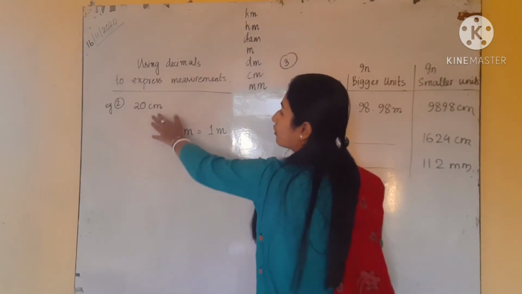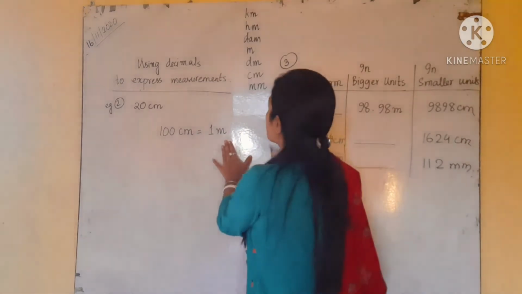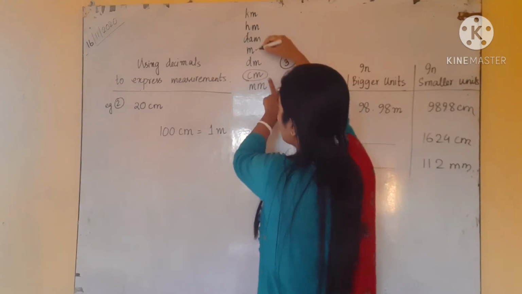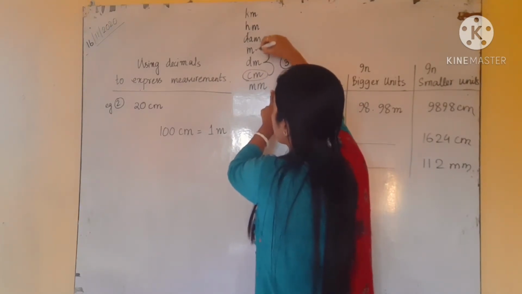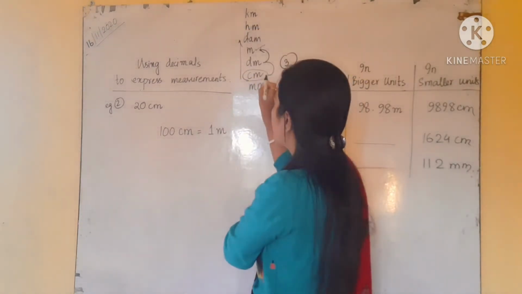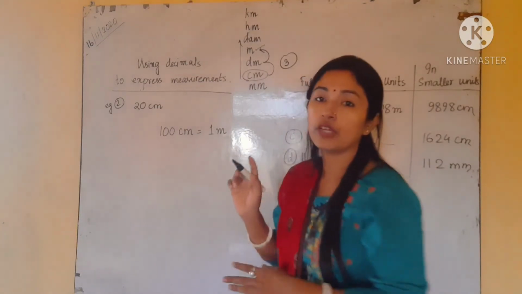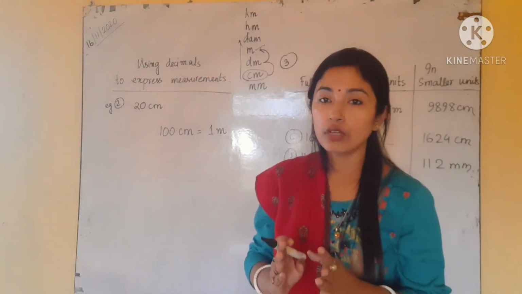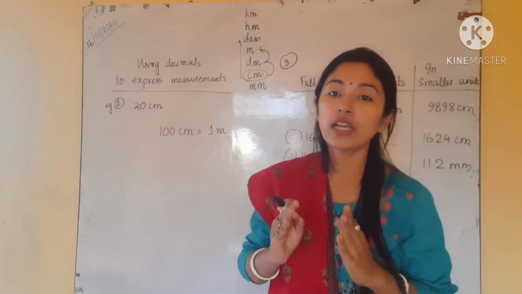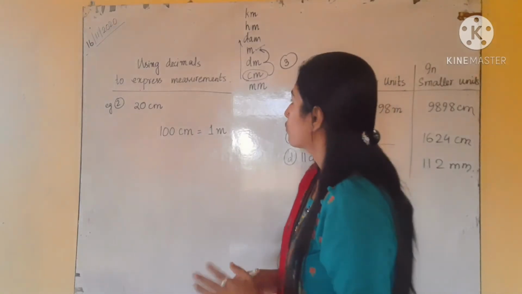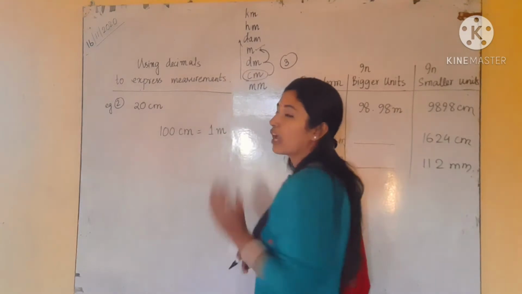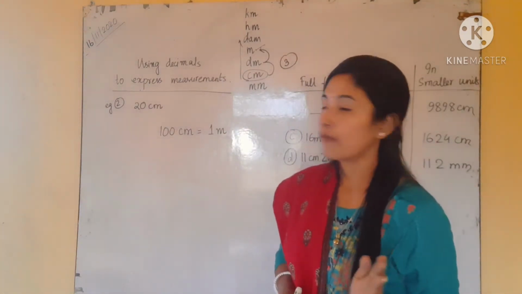Now we have to convert from centimeter to meter. Here is our centimeter and here is our meter. That means from centimeter to meter we have to go upward. And we know that if we are going upward, then we have to divide, and we are going 2 steps. That means we take 2 tens. If we multiply 2 tens, we get 100. So the number which we want to convert into meter, we have to divide by 100.